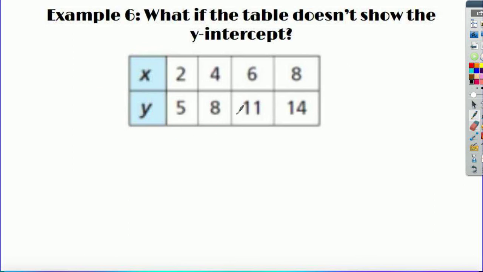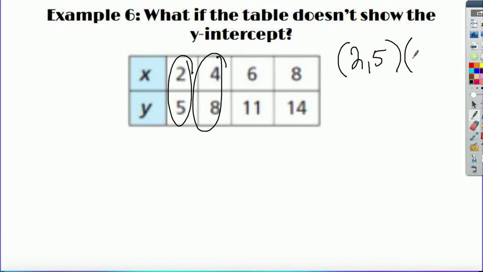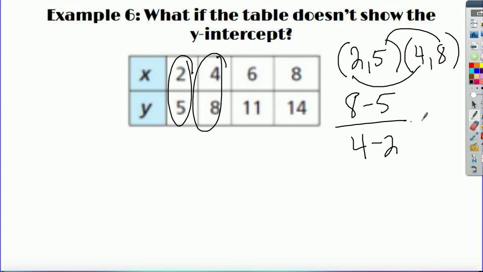So instead of doing the changes in y divided by the changes in x, we're going to just pick out 2 points, because this will work every time that I know the table is linear and they want me to write the equation of the line. So I'll pick the points 2, 5 and 4, 8. So I've got those two ordered pairs. I'm going to do y2 minus y1 divided by x2 minus x1. So I've got 8 minus 5 is 3, 4 minus 2 is 2, so our slope is 3/2.